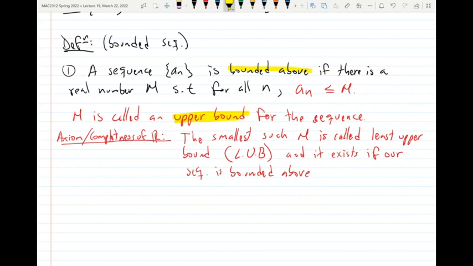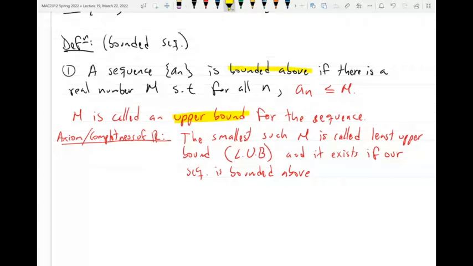But if m is an upper bound, it's not necessarily the least upper bound. Maybe there is a smaller one. But if m is an upper bound, then m plus 1, m plus 2, m plus 3, and anything bigger than m is an upper bound as well, right? So if a sequence is bounded above, it automatically has infinitely many upper bounds.